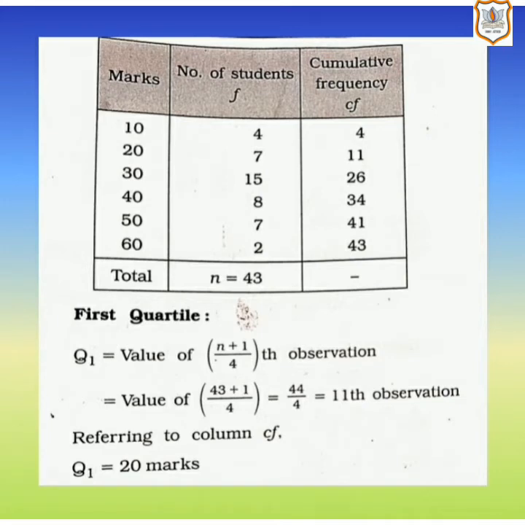For a discrete data sum, we need to first find cumulative frequency. So we have written marks as it is from the question and frequency from the question. And now we have to find cumulative frequency that we can take out from frequency. So first is 4, then 4 plus 7 is 11, then 11 plus 15 is 26, 26 plus 8 is 34, 34 plus 7 is 41, 41 plus 2 is 43. So here we are done with cumulative frequency, and if we total the column of frequency, that will be sigma f or n equals 43.